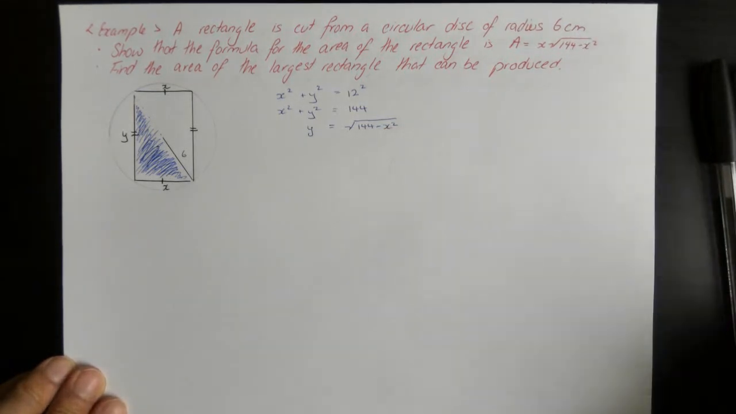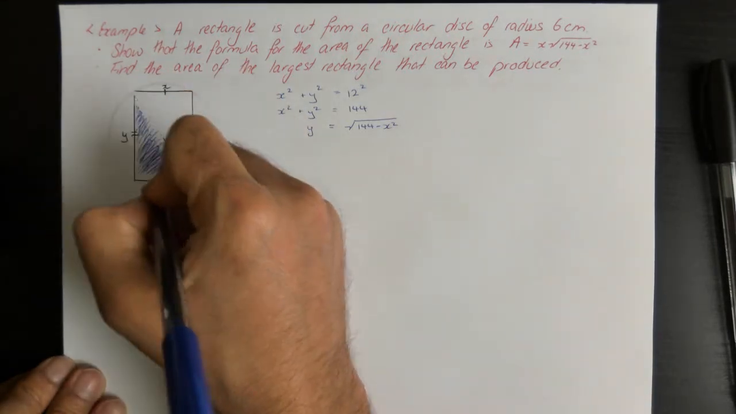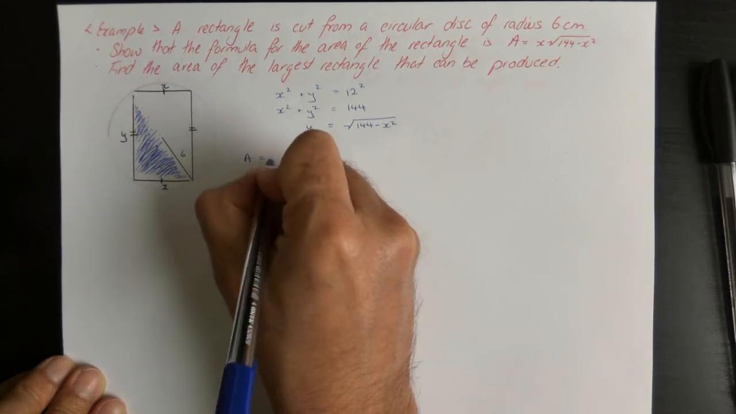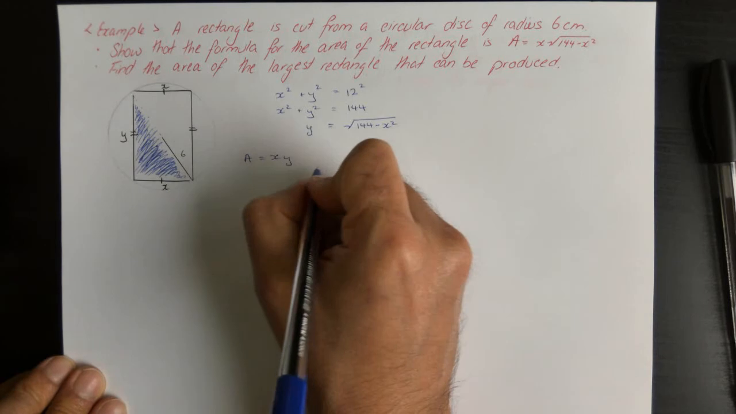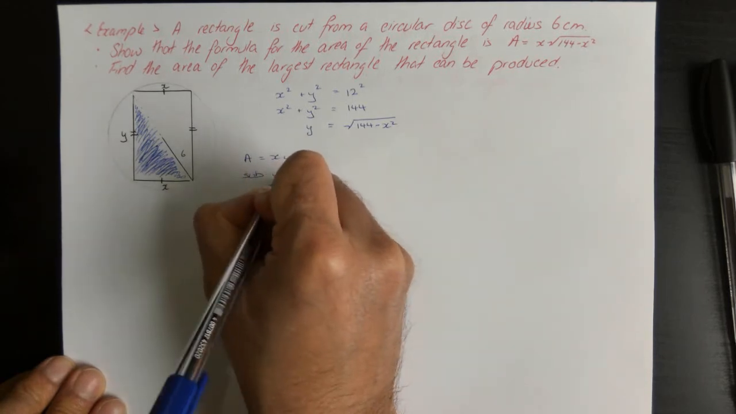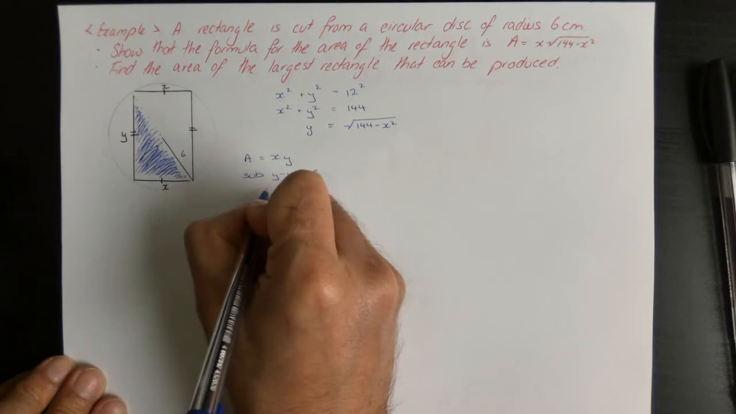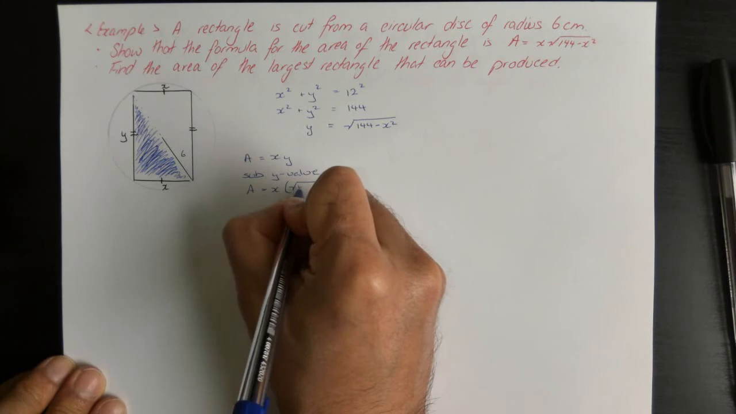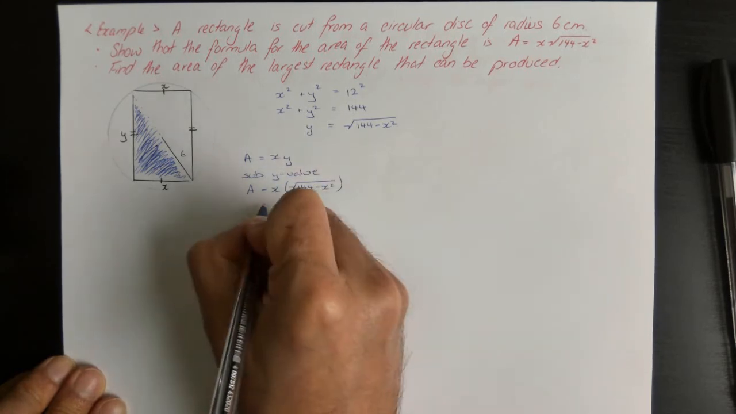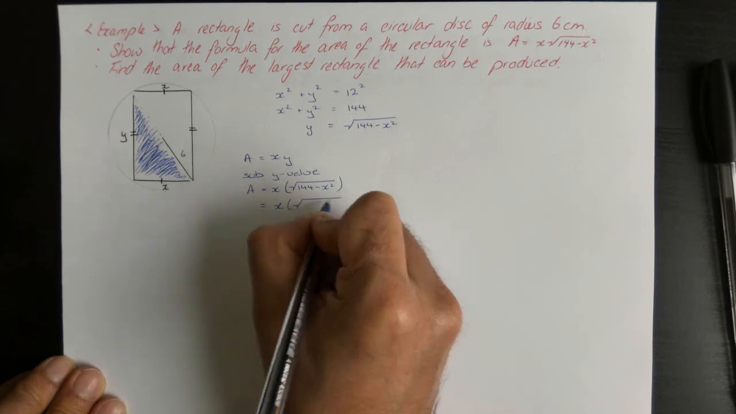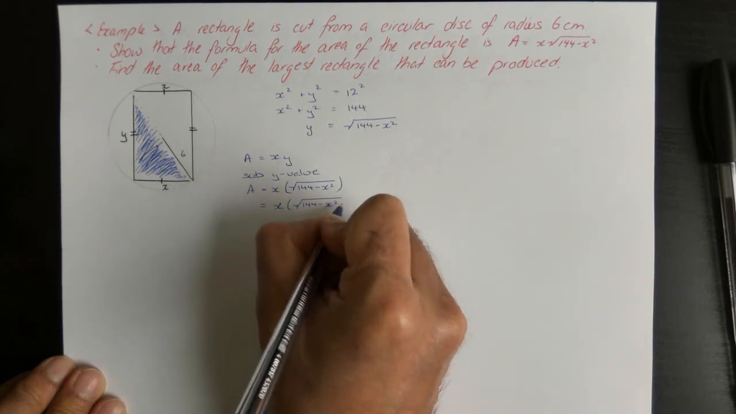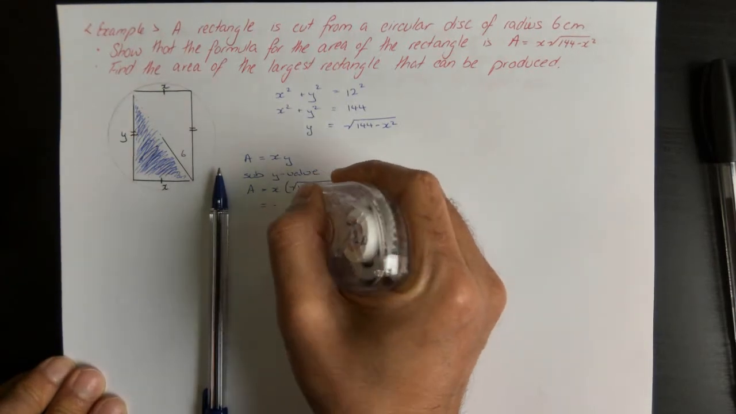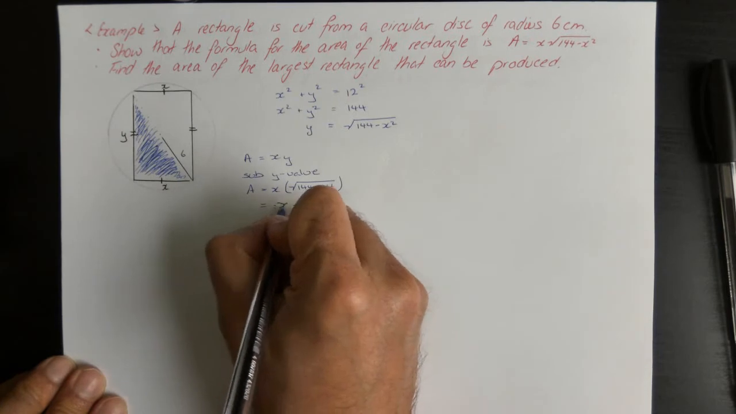But the area of the rectangle will be x times y. So subbing our y values, the area would be x multiplied by the square root of 144 minus x squared, which gives us the formula that we wanted.